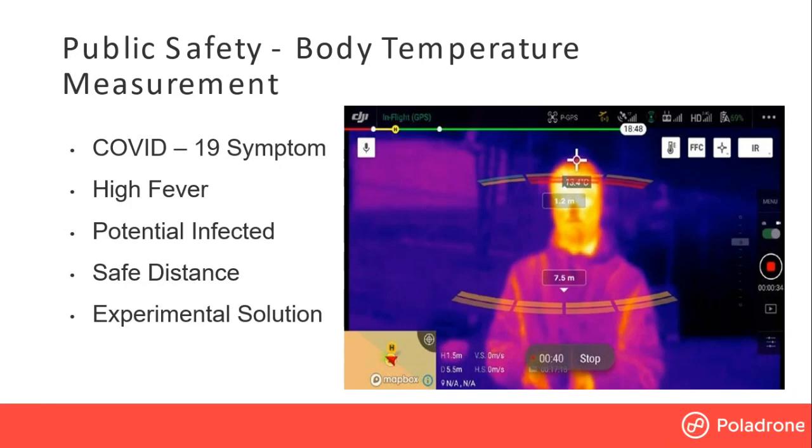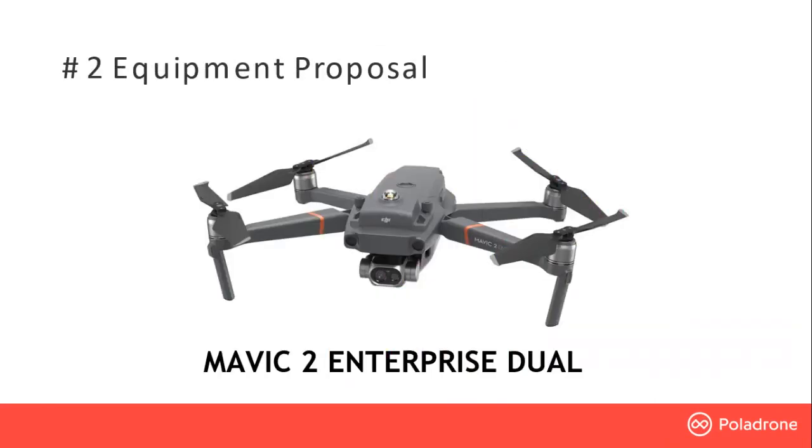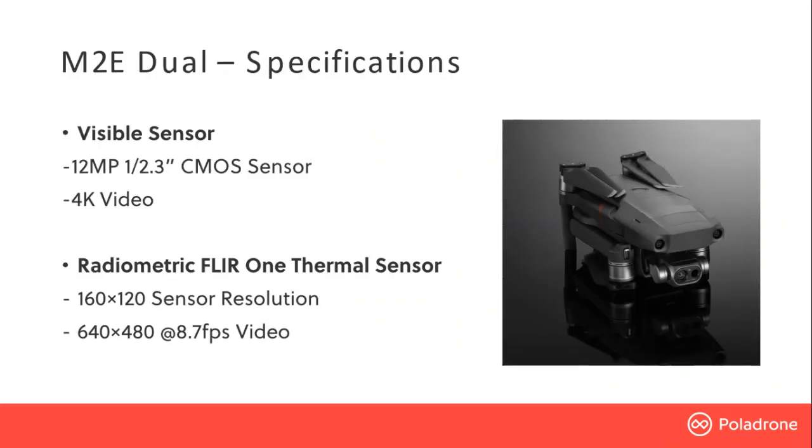So the equipment that we're going to propose here is the Mavic 2 Enterprise Dual. Basically, the Mavic 2 Enterprise Dual is very light and more portable. It's the enterprise version of the Mavic 2 Pro. It is equipped with two cameras. One is a visible camera with 12 megapixels and 4K video, and the second one is the FLIR camera, which is the thermal camera. It has up to 160 by 120 sensor resolution, and can run 8.7 FPS video.